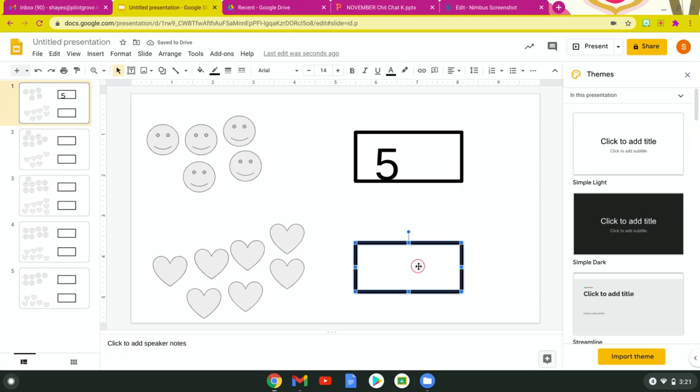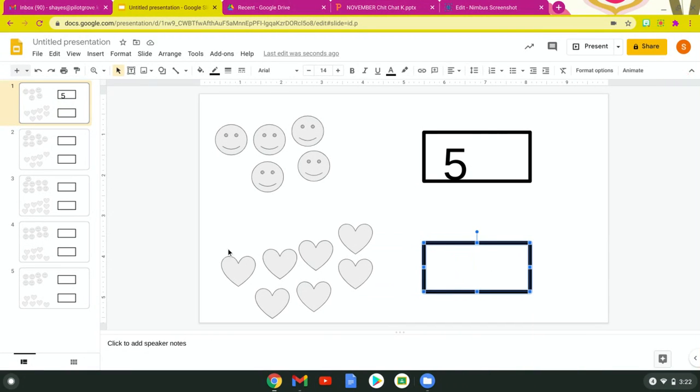And then down here, I'm going to do the same thing. I'm going to count the hearts. 1, 2, 3, 4, 5, 6, 7. How many hearts did I say I had? 1, 2, 3, 4, 5, 6, 7. I had 7 hearts, so I'm going to write a 7 here.